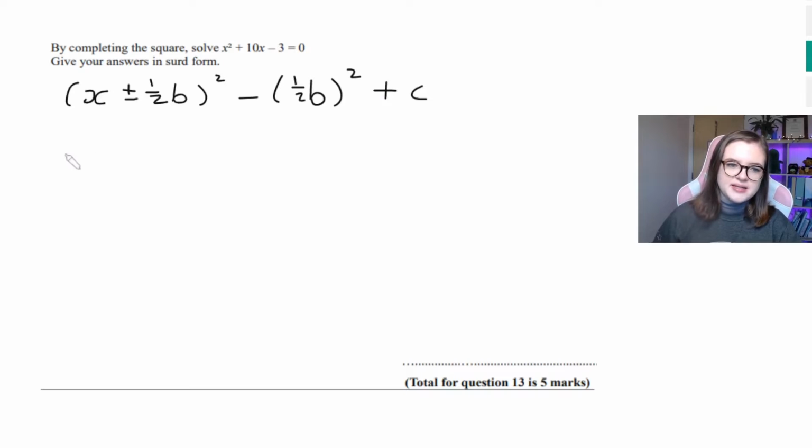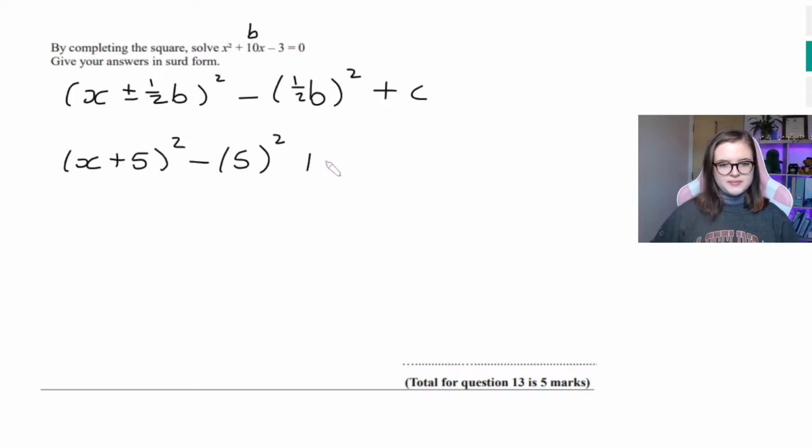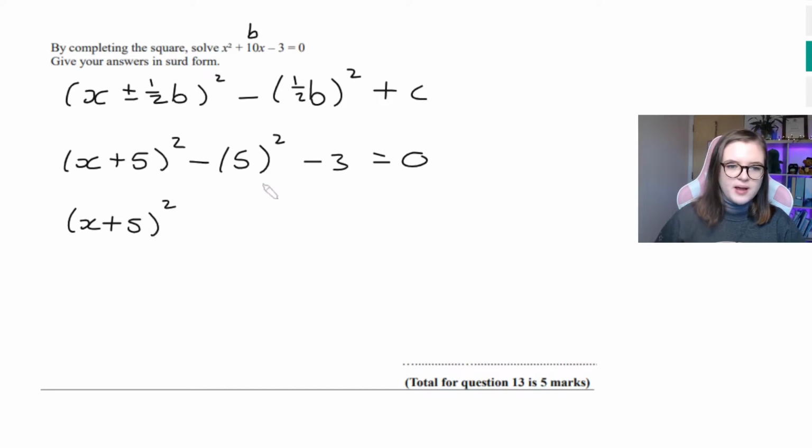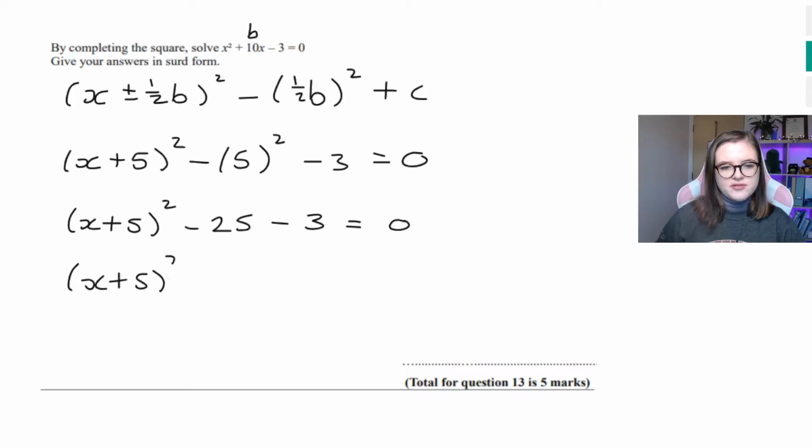Let's put our numbers in then. So then we have x and then plus or minus whatever half of b is. So b is 10, so we're going to half that and get plus 5 squared. Take away half of b, which is 5 squared, plus c, which is minus 3, equals 0. And then we've got x plus 5 squared minus 25 minus 3 equals 0. And then simplifying this, x plus 5 squared minus 28 equals 0.